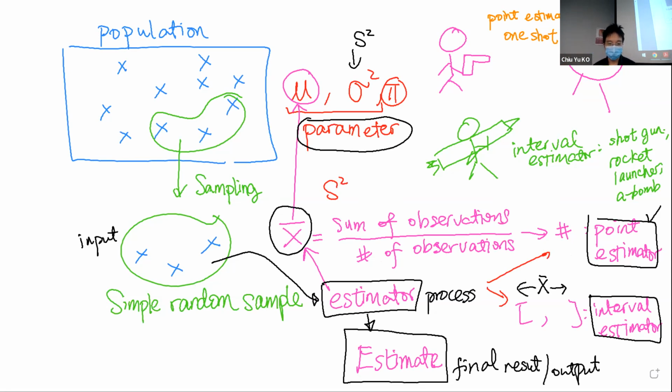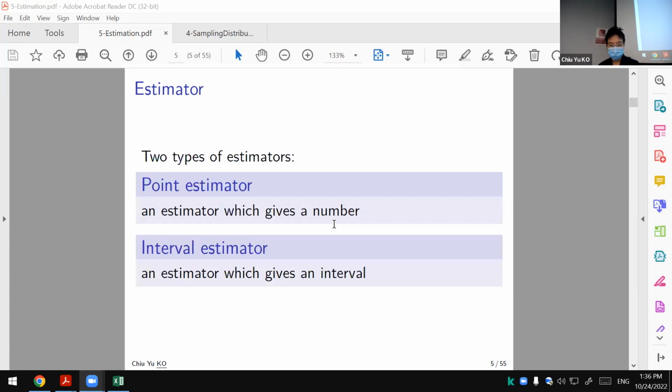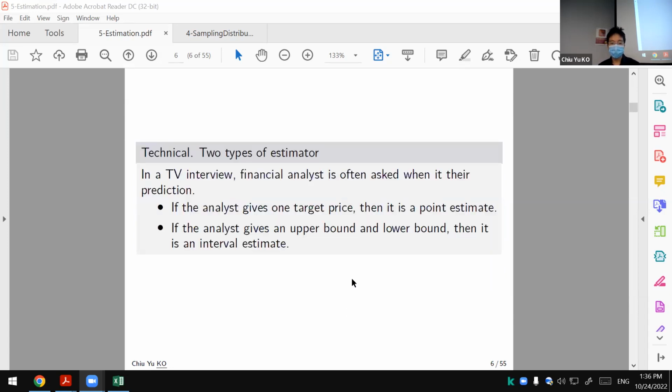Going back to the definition, an estimate is a particular value, a guess at what we want to know. There are two types of estimator. One is called a point estimator, which gives a number. The interval estimator gives you an interval.